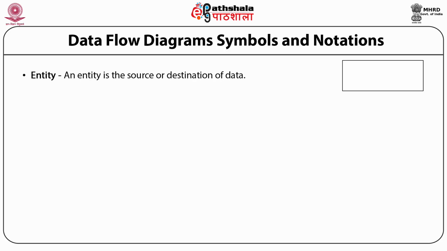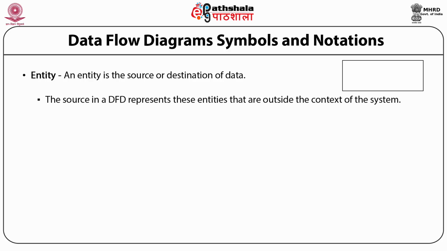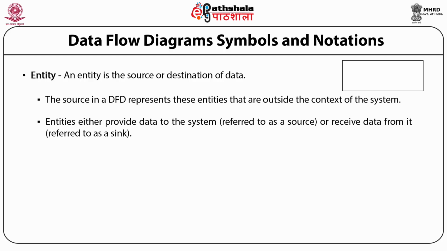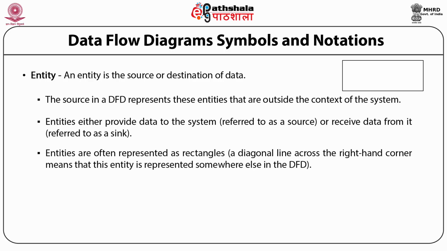The entity. The entity is the source or the destination of data. The source in a DFD represents entities that are outside the context of the system. Entities either provide data to the system, referred to as a source, or receive data from it, referred to as a sink. Entities are often represented as rectangles. A diagonal line across the right-hand corner means that this entity is represented somewhere else in the DFD. Entities are also referred to as agents, terminators, or source or sink.